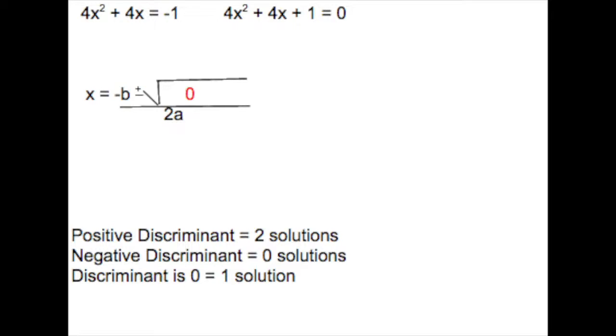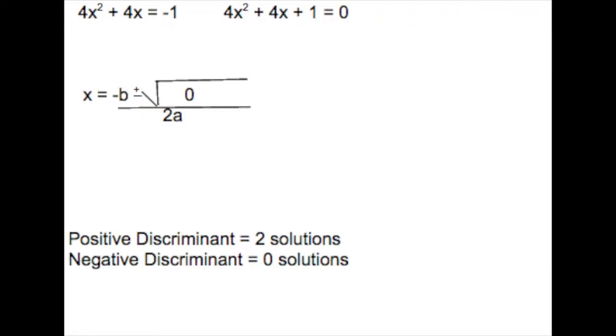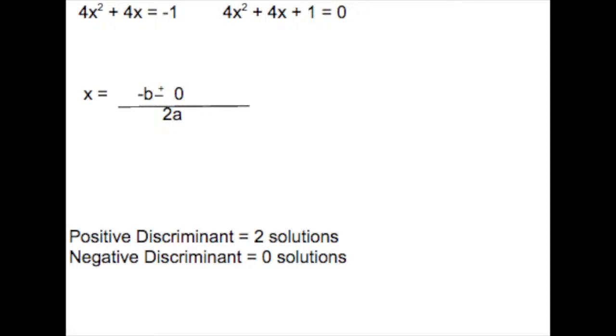When our discriminant is 0, it means we will have 1 solution for our quadratic equation. This is because the square root of 0 is 0. And then negative b plus 0 and negative b minus 0 will be the same exact thing.